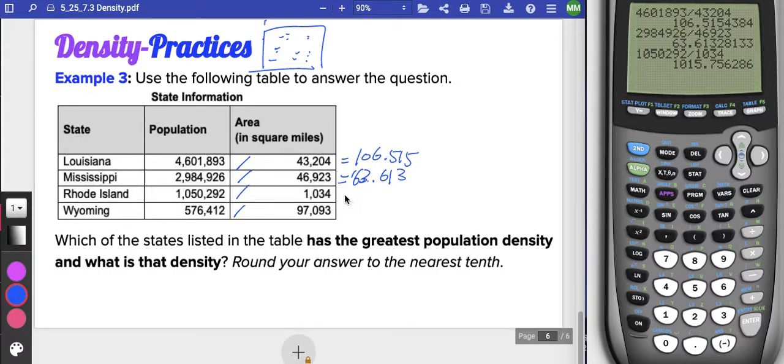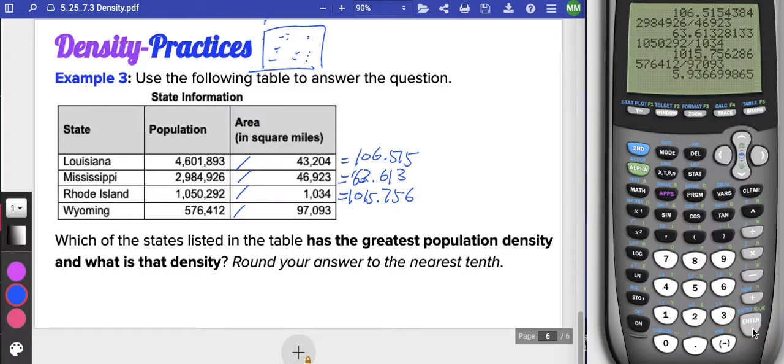And this one, wow, this one is way bigger, right? It seems the number is not so big, but this is quite a big number. And lastly, 5576412 divided by 970093, which is 5.9367. Okay, so the answer is quite obvious. The greatest density is coming from Rhode Island, which is 1,015. So it's quite a big density. It seems there are more people in a smaller area. So we already know the answer. The state is this one, and the final density is this one.